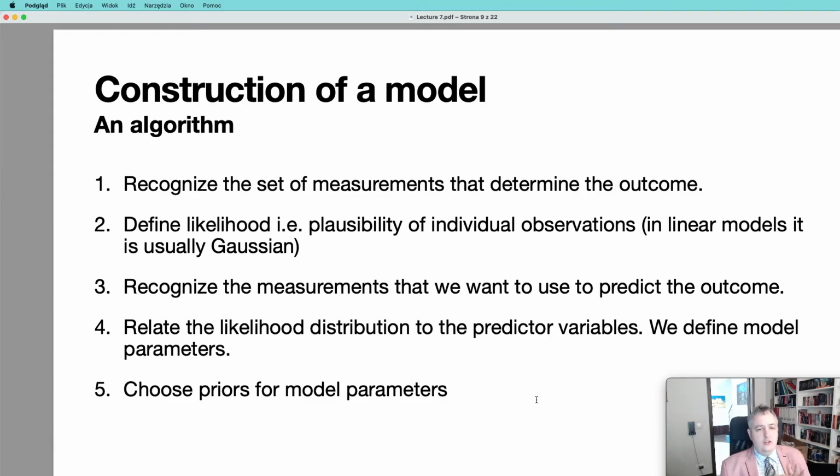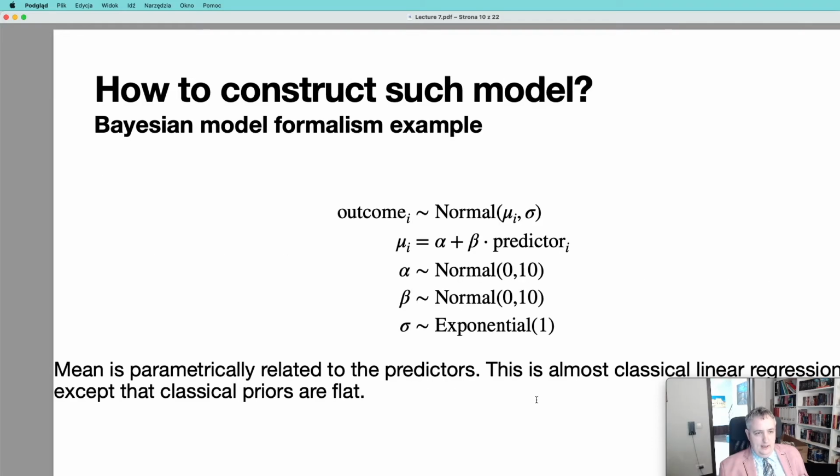Then we need to construct our likelihood, our predictive behavior, based on our predictor variables. So we define the predictors, and then we define what parametric relationship is between those predictors and the model's parameters. And when we have those model parameters selected, so for example weights of the linear combination, we choose the priors for the model parameters, and then we fit the model.